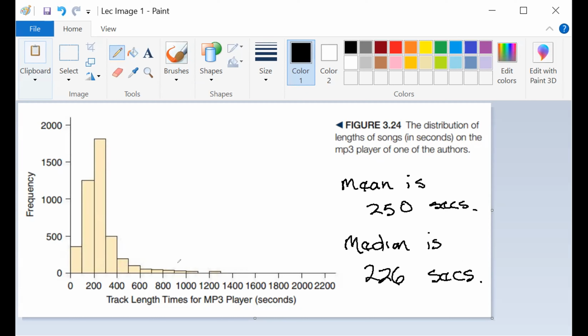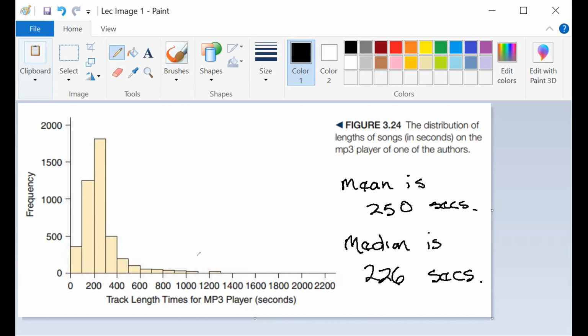So why would the mean end up to the right of the median? This is a right skewed distribution. The idea is that the mean is finding the balancing point, while the median is finding the middle. If you just order these, it doesn't say exactly how many songs there are, but the middle looks like it's right about 226 seconds. The middle element is just counting. So this observation at the far right only counts for one element, and the same goes for each of the others as you're finding the center.